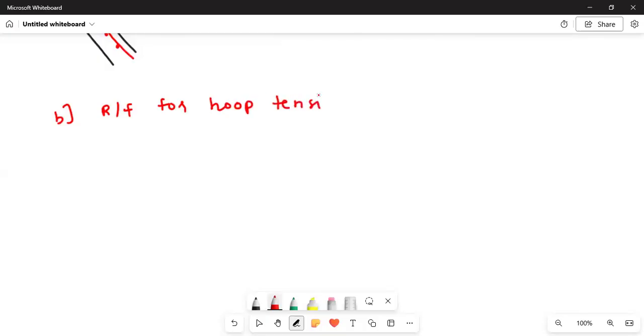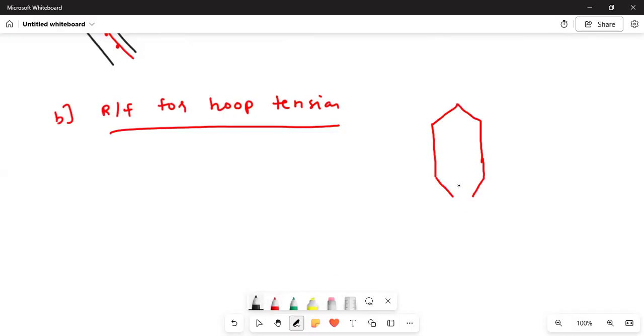Reinforcement for hook tension. Okay. So here we need to find the average depth. This is your bunker like this. Bunker is like this. Okay. So this is the hopper bottom that we have. But we are interested in the average depth.